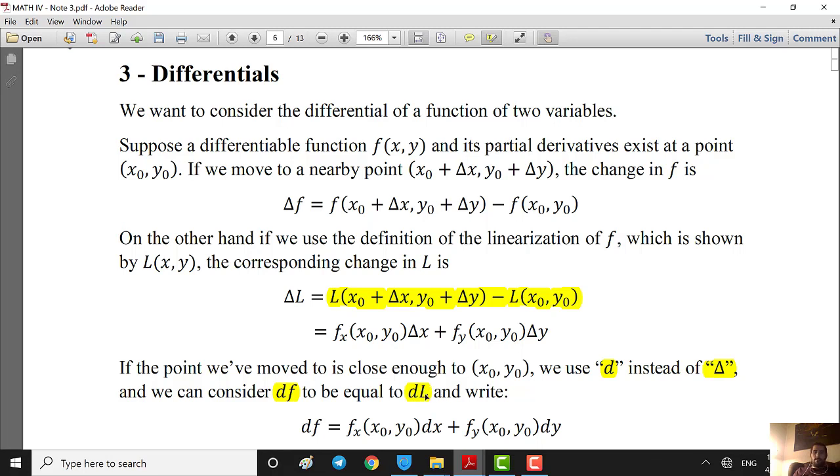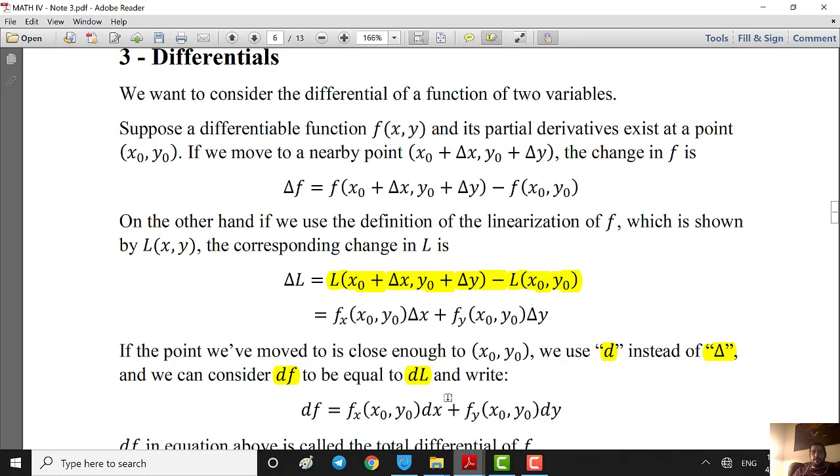I want to remind you that L gives you an approximation of f in the vicinity of the point (x0, y0). If we do that, we can transform this into this formula that you can see: df equal to fx dx plus fy dy.